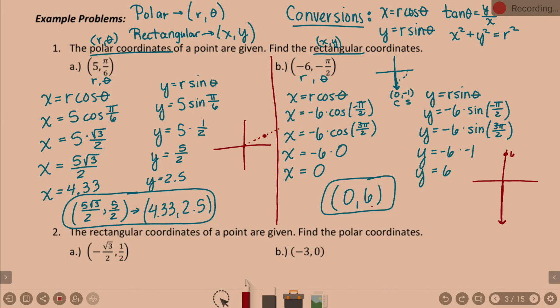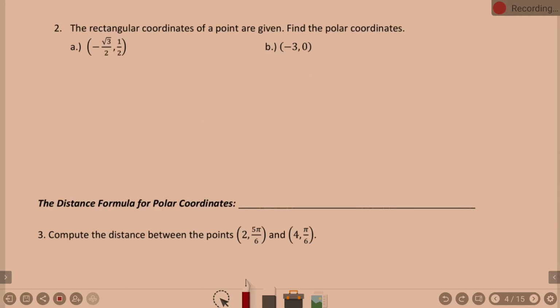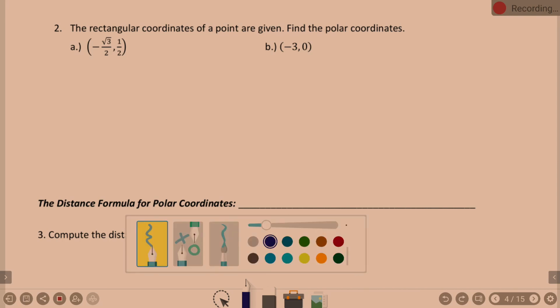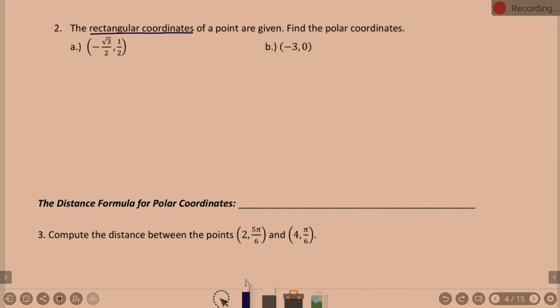You know how to take polar coordinates to rectangular coordinates, yes? Well, guess what? Let's go the other way. So now we're going to take rectangular coordinates, which are given, and we're going to find our polar coordinates. So rectangular coordinates are given. That means x and y are given. And we're trying to find polar coordinates, which means we're trying to find r and theta.